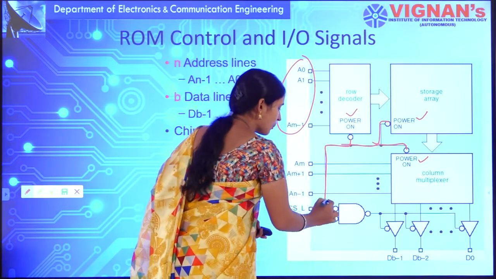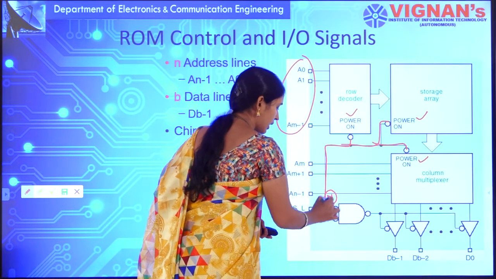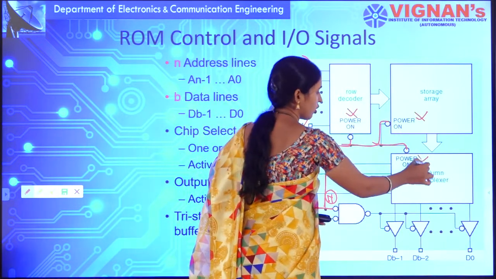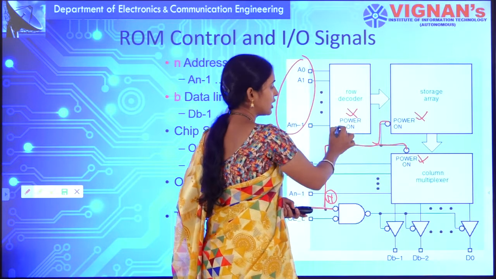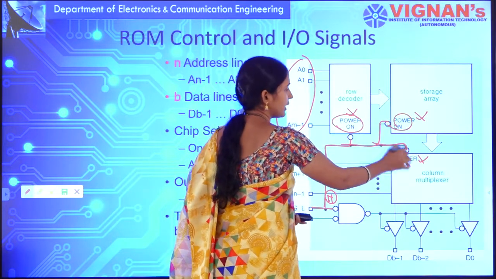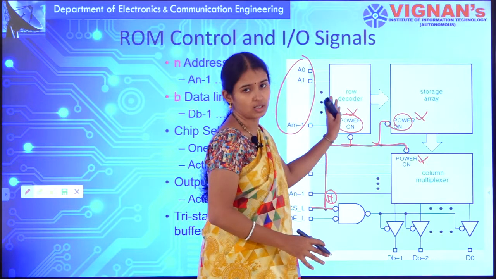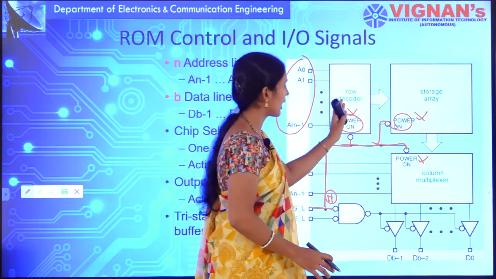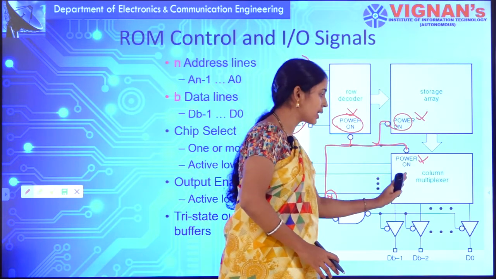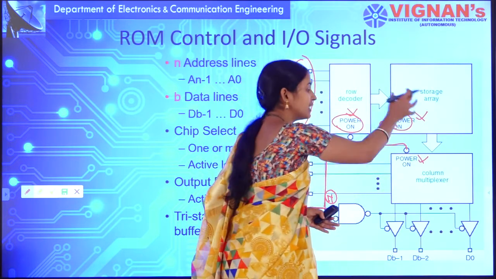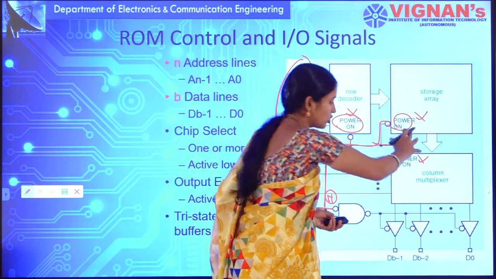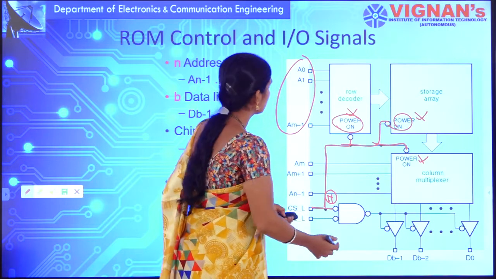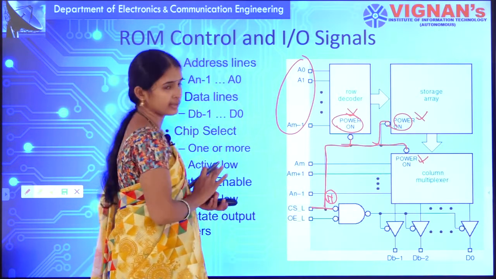If the chip enable pin is high, it indicates that everything is in the off condition, that means your power is off. You cannot access this. Even though the address is available, you cannot access the row decoder, storage array or column multiplexer. Whatever data is stored at that address, you cannot access it, and the output also cannot be accessed. This is what the control and IO signals are.